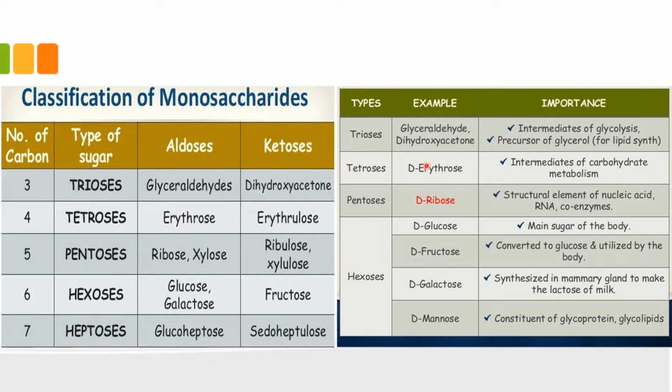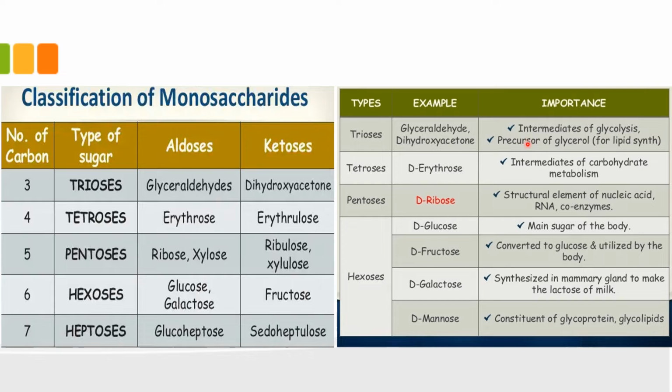What is the basic function, that means the importance of these existing carbohydrates or monosaccharides in our system? Glyceraldehyde and dihydroxyacetone we don't have in the form of any sugar, but these are intermediates of carbohydrate metabolism. You are able to see these two components in the glycolysis pathway, in the first half of the glycolysis pathway.